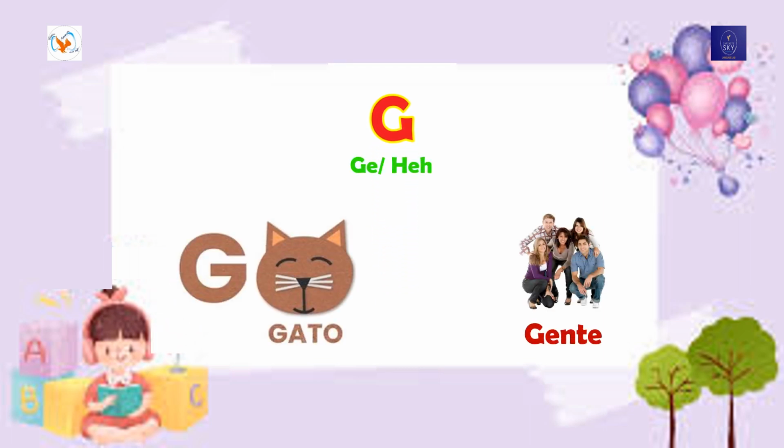Now on to G. In Spanish, G can have two different sounds, ge and he. Before A, O, U, it sounds like the G in go, as in gato. But before E or I, it sounds more like the H in hot, as in gente.